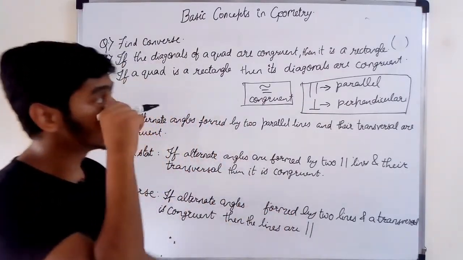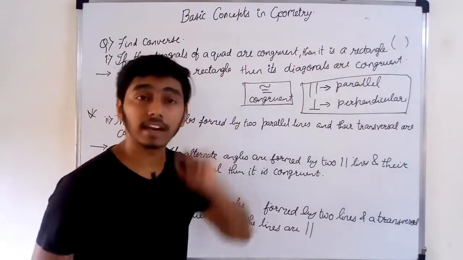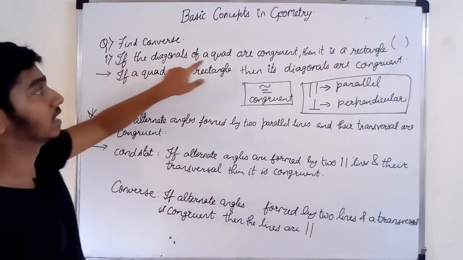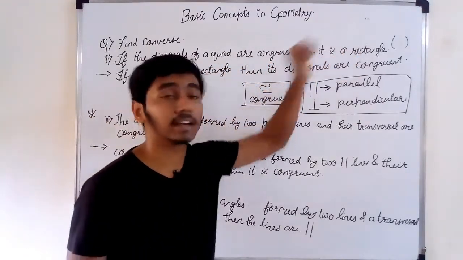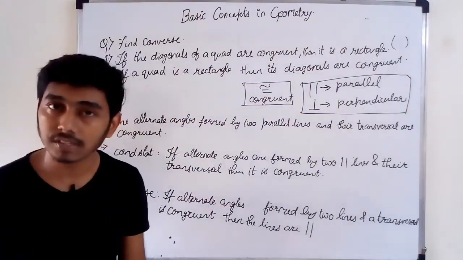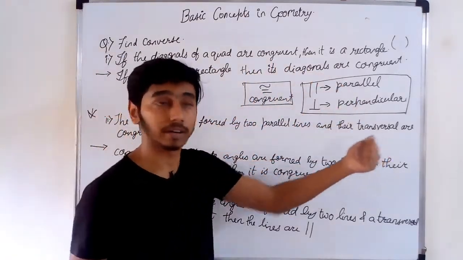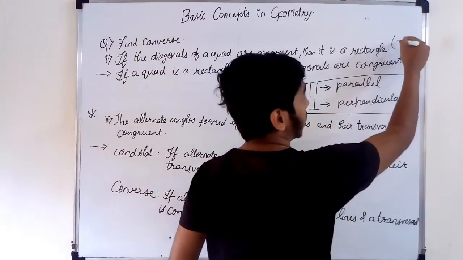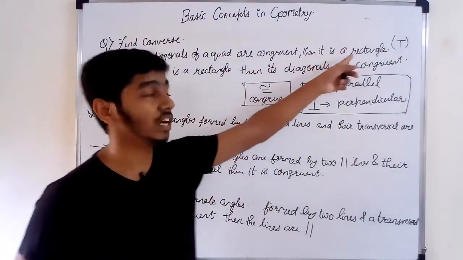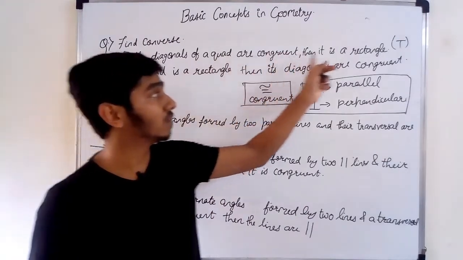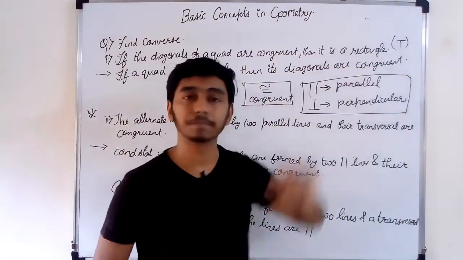So the truth value: is this statement correct? Is it true or false? The statement: if the diagonals of a quadrilateral are congruent, then it is a rectangle. Is this true or false? By reading this, you know the diagonals of a rectangle are congruent. Therefore, we'll say that this statement is true, and hence the truth value of this statement is T.